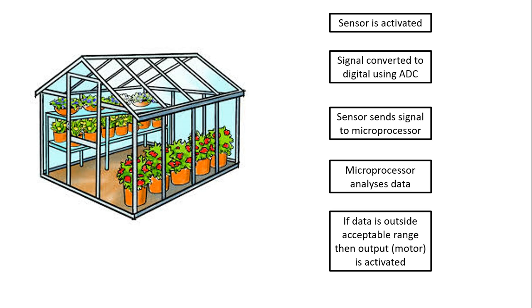And what that will then do is it will compare the sensor reading to the acceptable range or the optimal range. And then if it falls outside of this range, then some output would be activated. So for example, if a temperature sensor took a reading and it was too cold or it fell below the acceptable temperature levels, then what would happen is maybe some heating would come on, or maybe the window would close. So that's how a sensor interacts with an automated system.